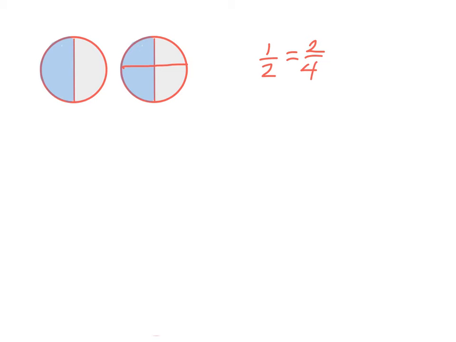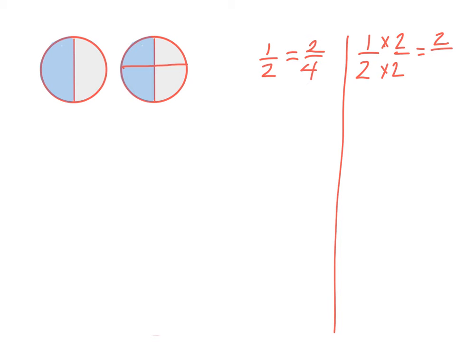So basically, we have that 1/2. What we did was, now we have 2 pieces. We divided it into 2 pieces, which means now it's double. 2 is double 1. So that basically means that the numerator is doubled as well as the denominator. And that would give us 1 times 2 equals 2, and 2 times 2 equals 4.